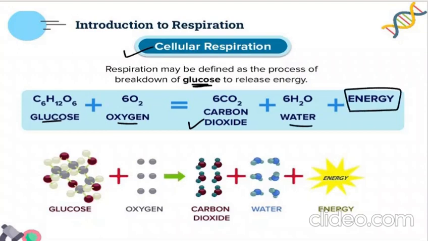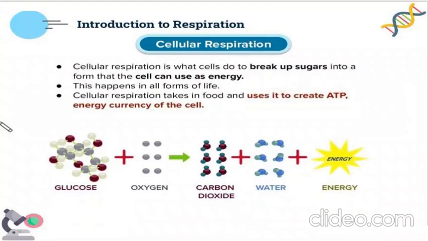Now in terms of chemical equation, how will I write it? I'll write glucose, C6H12O6, plus 6 molecules of oxygen. When C6H12O6 is breaking down in the presence of oxygen, I will get 6 molecules of CO2 and 6 molecules of H2O. So glucose, when it breaks down in the presence of oxygen, gives me carbon dioxide, water, plus energy.